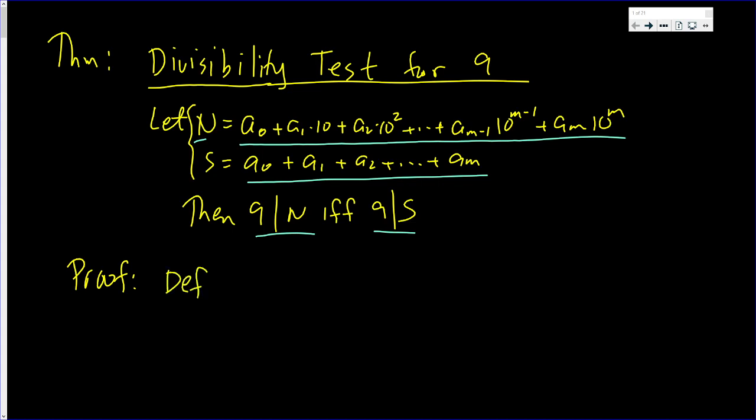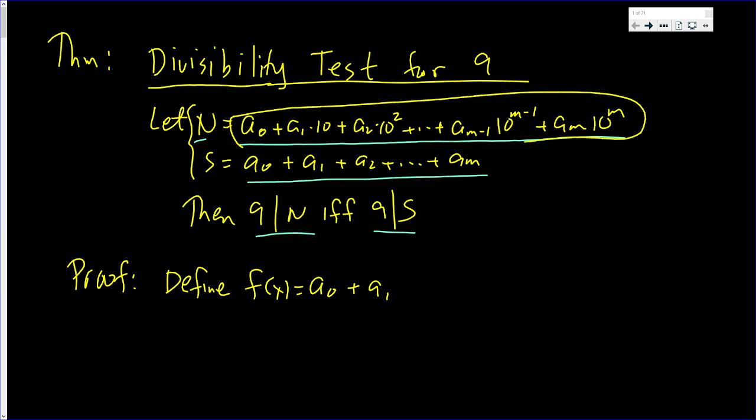How about we define f of x to be a sub 0 plus a sub 1 x, and so on. Basically, this expression here, where 10 is replaced with x. So the coefficients are the digits: a0 plus a1 x plus a2 x squared, all the way up to am x to the m.